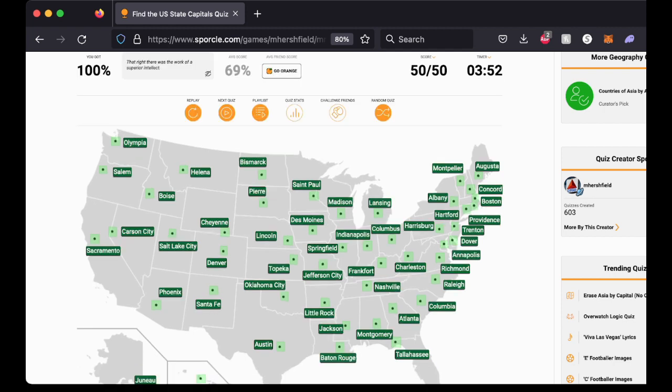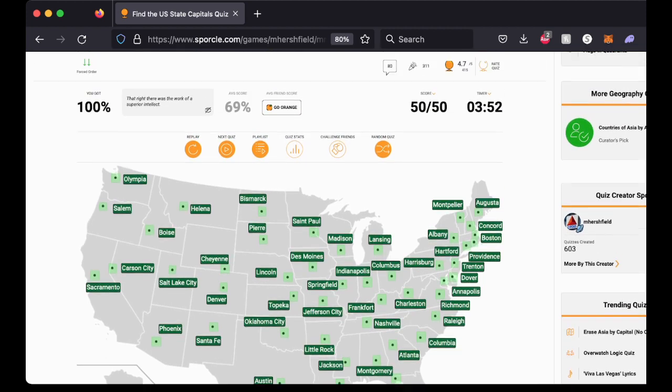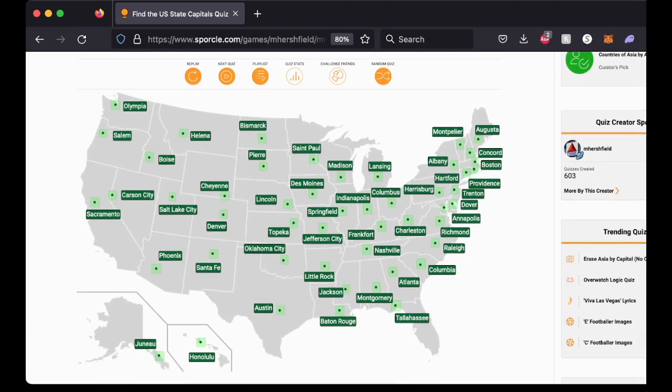So, I won't have to pronounce citizenship. I got all the state capitals correct. So, alright. And we'll conclude it there.